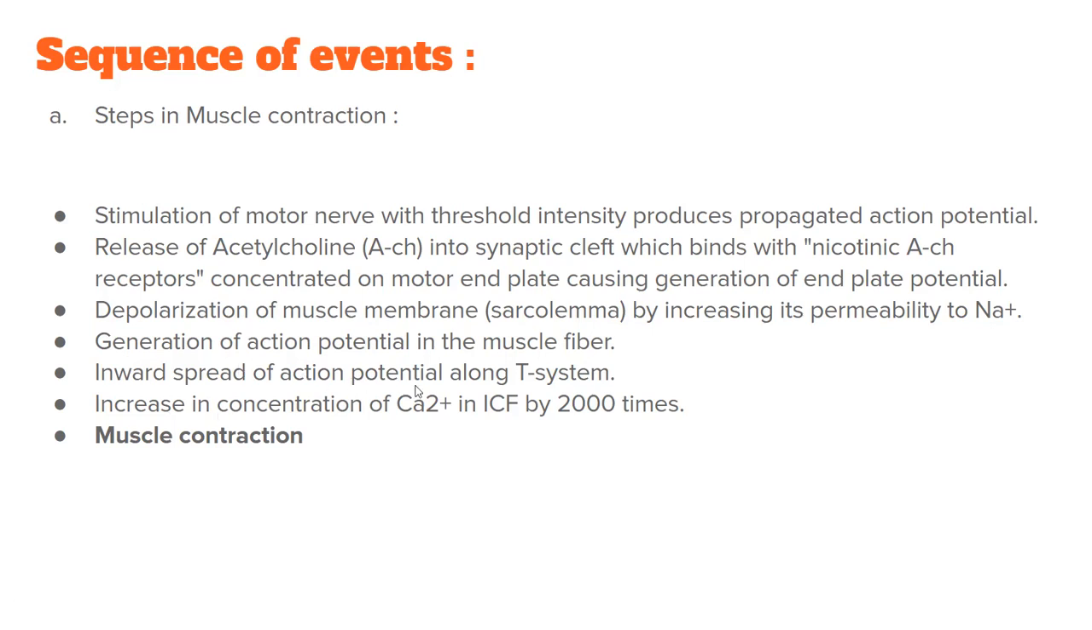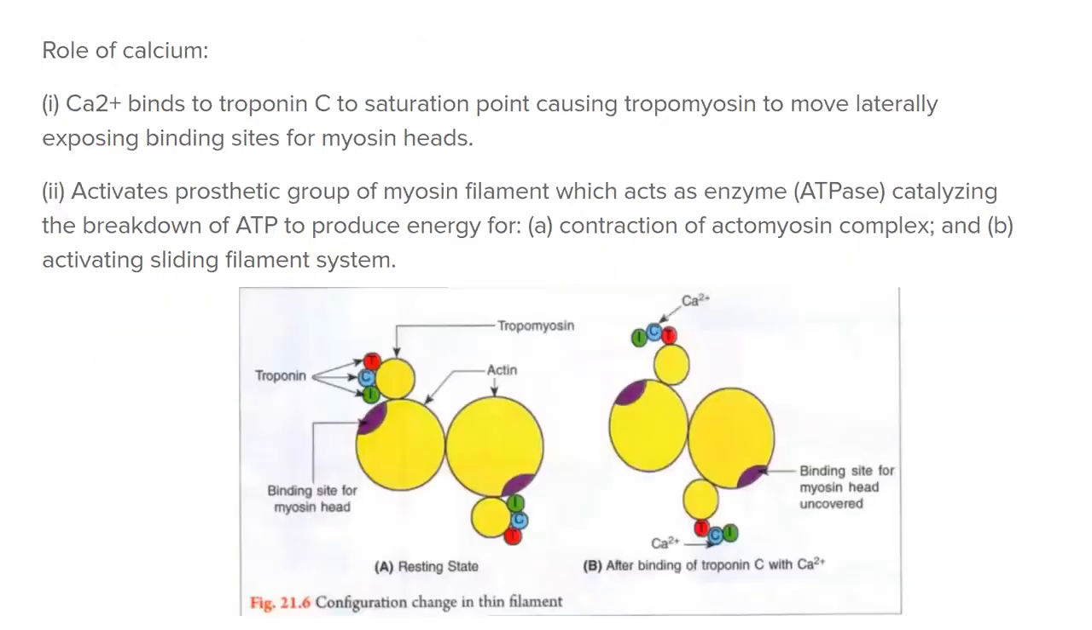Inward spread of action potential through the T system, like I told you, causes calcium release and an increase in concentration of calcium in the ICF by 2000 times, and hence causes muscle contraction. Now, how does this calcium cause contraction? Like I told you, this calcium binds to troponin C. It moves the tropomyosin, exposes that myosin binding site. Now, myosin goes and binds to the actin, and there is ATPase activity of the myosin. That breaks the ATP, generates energy, then moves. This is basically a whole sequence of events that happen.